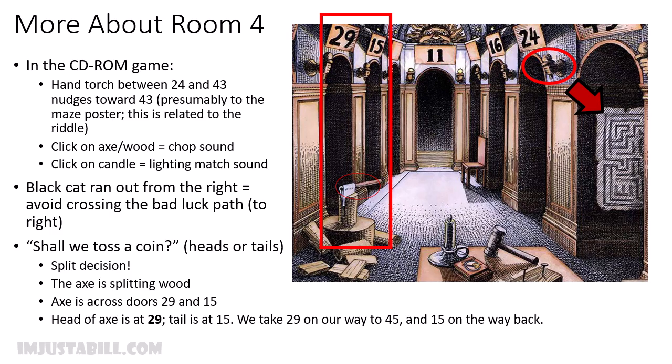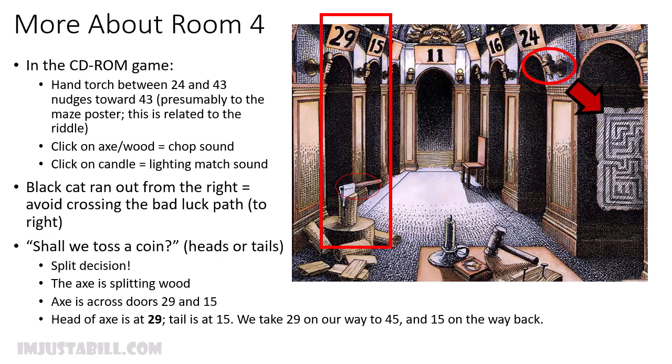Now, we're told in the dialogue a black cat runs out from the right of the room. So to me, I always took that as don't go to anything on the right, because you don't want to cross the path of the black cat. That's bad luck. So that kind of eliminates a lot of the doors.